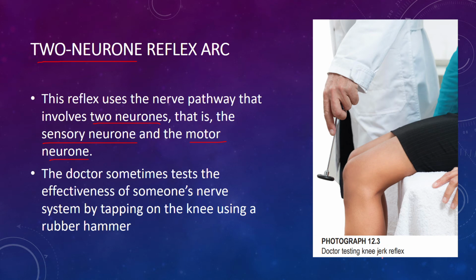Are you familiar with the knee-jerk reflex? Have you done this before? You must sit on a chair with the lower limbs in a relaxed condition, hanging. Then the doctor is going to test the effectiveness, sometimes by just tapping on the knee using a rubber hammer. There will be a jerk produced upon being tested. So doctors sometimes test the effectiveness of someone's nerves by this method.